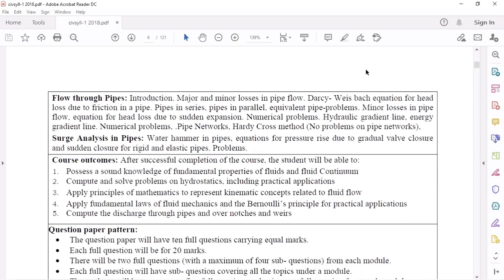the fluid is flowing through a constrained environment, means it is flowing through a pipe. When fluid flows in a pipe, what losses happen, major and minor loss, Darcy Weisbach equation, okay. So what happens when pipes are in series, what happens when flow is in parallel, okay. There will be some numerical problems on that, okay. Next pipe networks, Hardy Cross method, all this we will study in module 5.